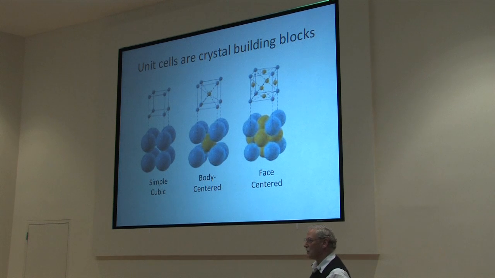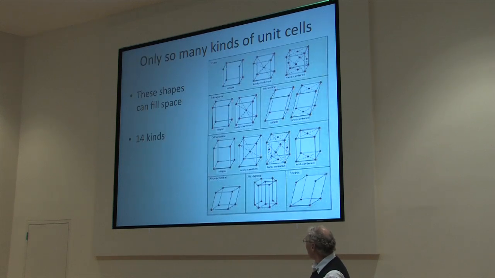Most metals tend to be these simple cubic structures, body-centered or face-centered cubic structures. And then there are only so many kinds of these shapes that can actually make crystals. There are 14 different kinds, and this just shows a picture of them. I don't think you need to know that for this talk, but it is kind of interesting that there are only a certain number of kinds.